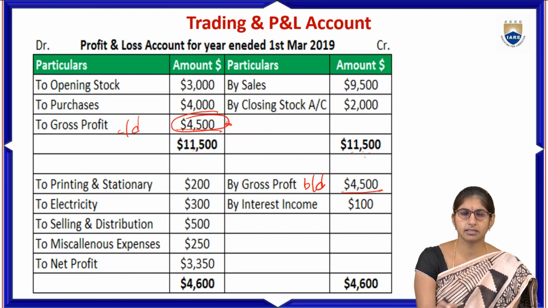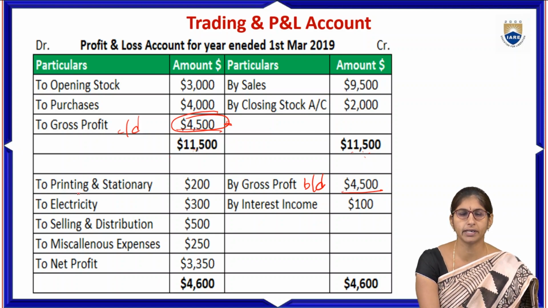After entering this, next on the debit side of the profit and loss account is printing and stationery. Printing and stationery is related to the profit and loss account. It is an indirect expenditure, so we are going to record it on the debit side. Electricity is also an indirect expenditure, so we record it on the debit side. Selling and distribution comes under the overhead of selling and distribution, and this is also an indirect expenditure, so we record it on the debit side of the profit and loss account. Any other miscellaneous expenses we also record on the debit side.